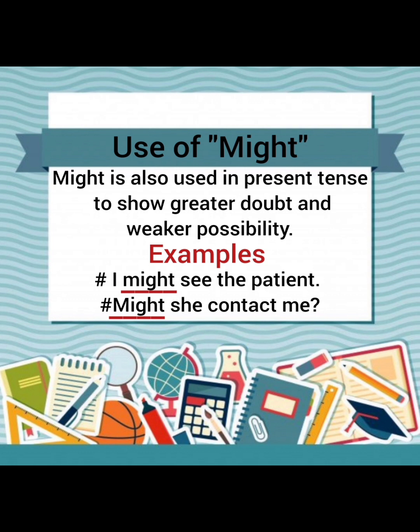I might see the patient. Like, I'm not confirmed, I might go there and I might see or visit the patient. Might she contact me? Now it's present tense, but it's a strong doubt and it's a weaker possibility. So in this case, I can use might in my present tense.